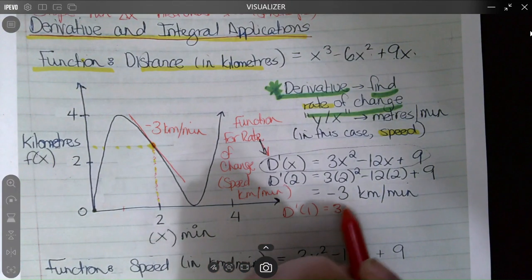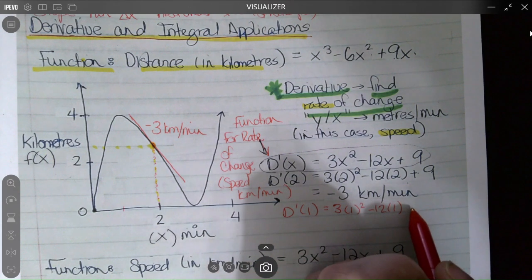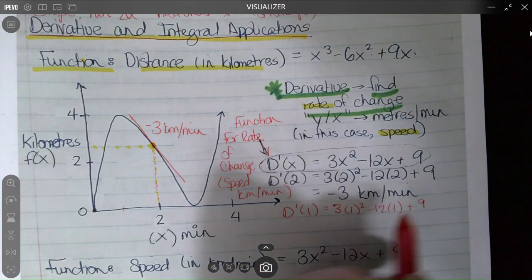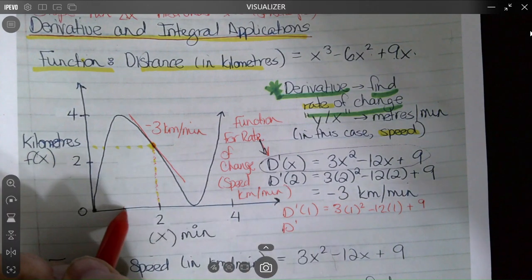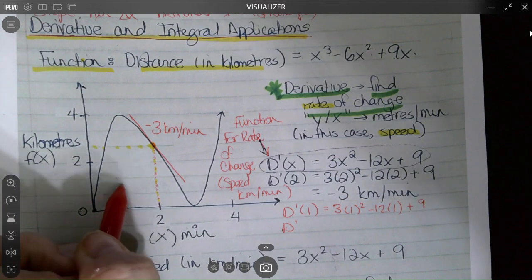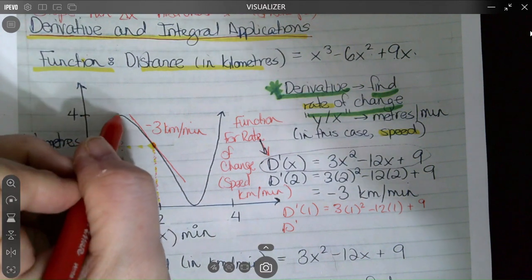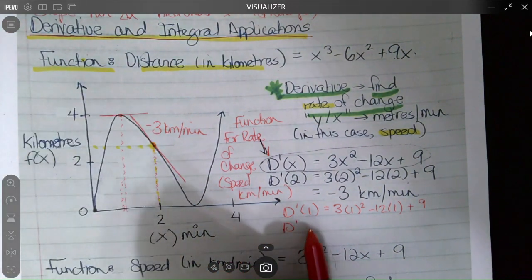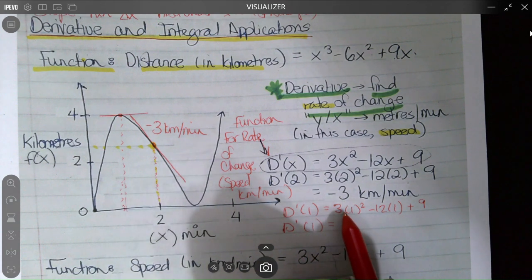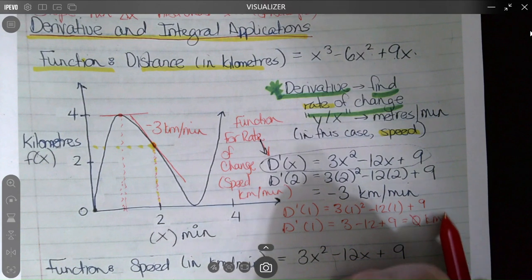Let's say I want to know what the speed is. What's the velocity, that's another word for it, at X is 1. So when X is 1, what's my speed? It looks like when X is 1, I'm going to be hitting that peak right there. So what's the speed at that peak? 3 minus 12 plus 9, that is 0 kilometers per minute.